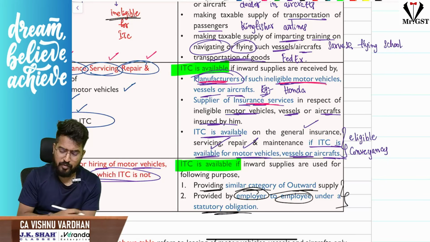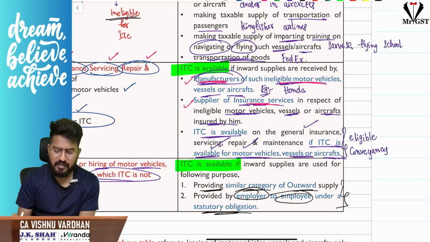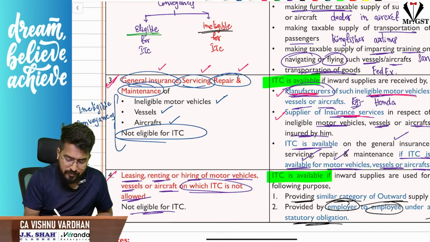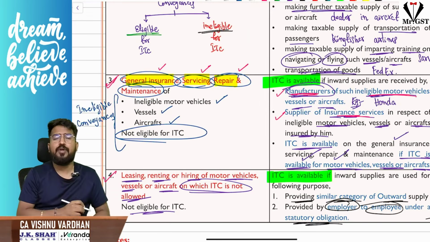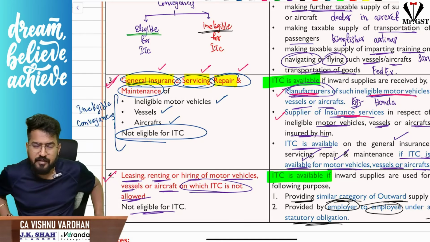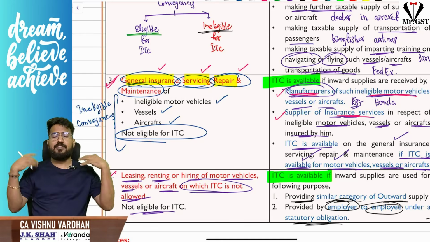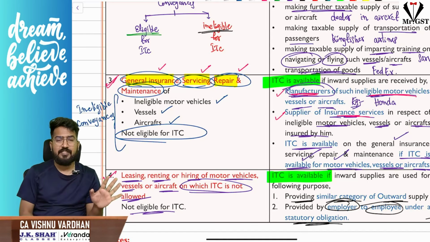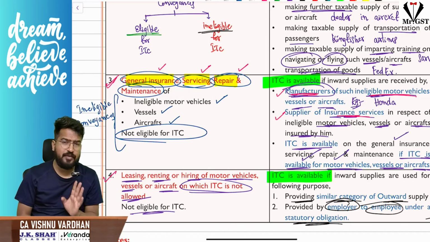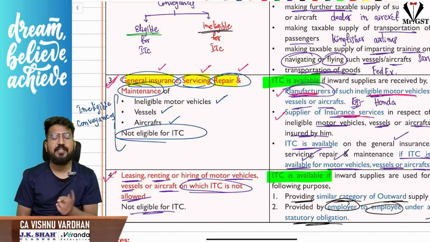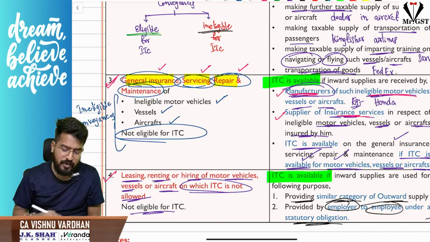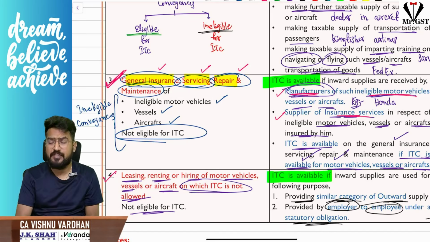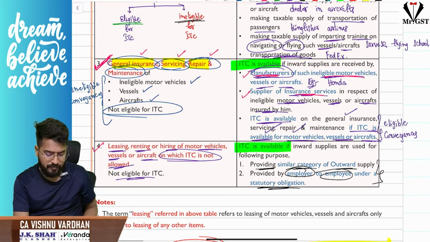Yes, so that is the point. So what are the exceptions here? For manufacturers and general insurance companies, they can take ITC on these three things. Okay, but others, if they are taking them on ineligible conveyances, they cannot take ITC. So simple, ineligible conveyances, you take general insurance, repairs and service, you cannot take ITC. But if it is an eligible conveyance, you can take ITC, or you are a manufacturer, you can take ITC, or if you are a general insurance company, you can take ITC of these particular services. Hope it is clear for you.